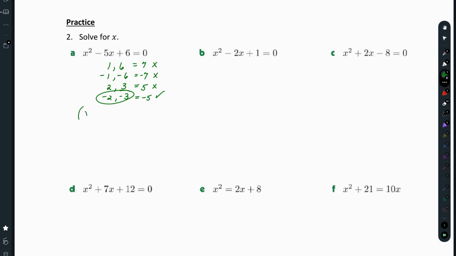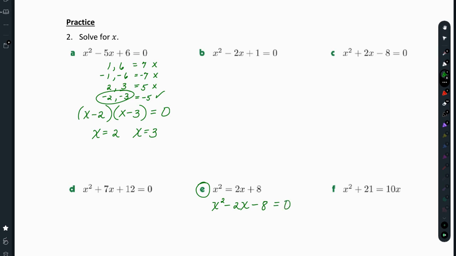So our factors are going to be x minus 2 and x minus 3 equals 0. So we end up with x equals 2, x equals 3. All right, so I'm going to ask you to pause the video and try the rest, but I do want to point out to you, when you get to letter E, for example, notice that everything is not already on the left side. So make sure you do that first. So we're going to subtract 2x, and we're going to subtract 8, and then we're going to go from there.